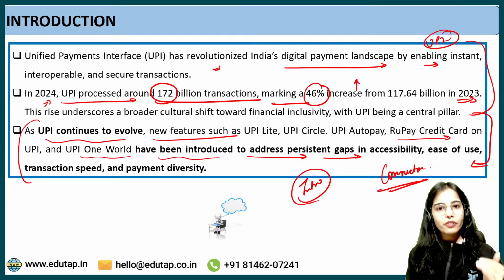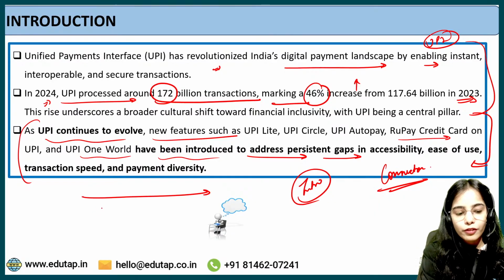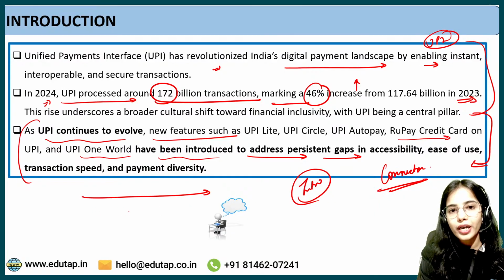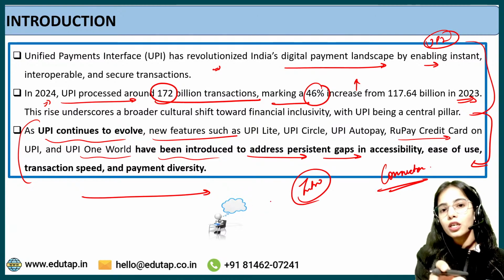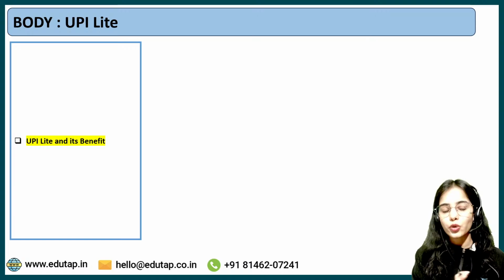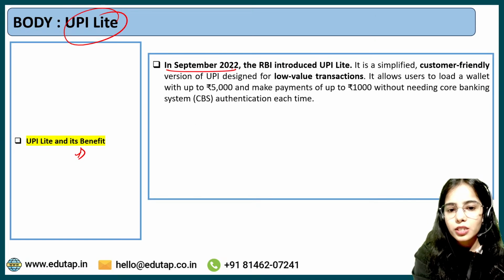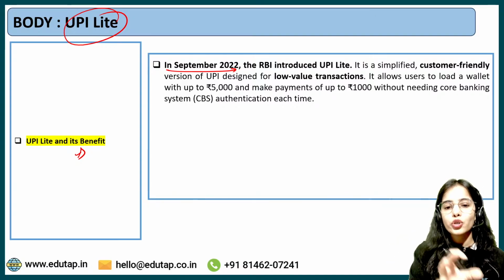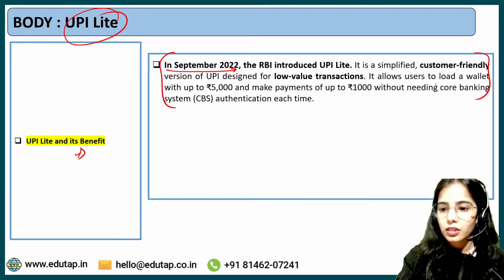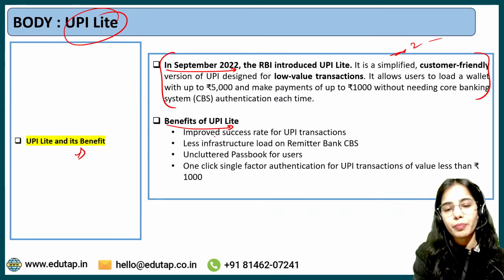Then you can start with your body, and you can write the line that the following are the most important, or the following are the very important new innovations in the UPI, or the following are the features of UPI. First is UPI Lite. So you have to write about the UPI Lite. We have discussed about the UPI Lite. I have given you various lines about the UPI Lite. So you can just write a few lines about the UPI Lite, 2 or 3 lines, and then you can write the benefits of UPI Lite.